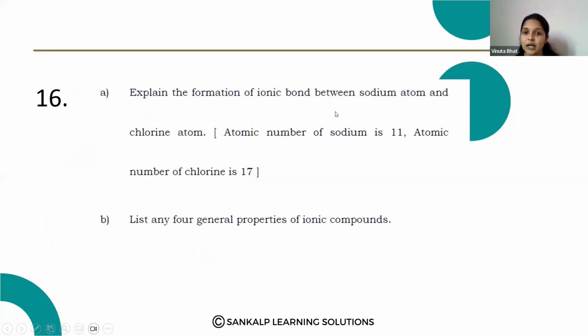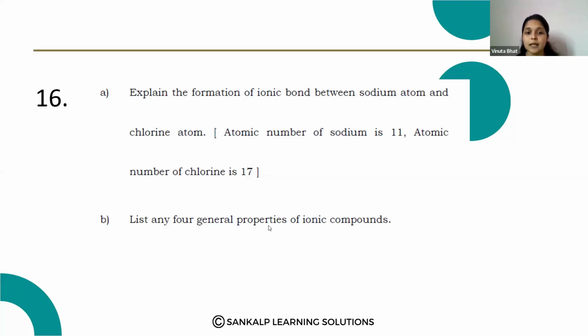Explain the formation of ionic bond between the sodium atom and the chlorine atom. The atomic number of sodium is 11 and chlorine is 17. So you have to explain the formation of sodium chloride, the bond between the sodium and the chlorine atom. This question we have already discussed in the last class, so please go through that video.